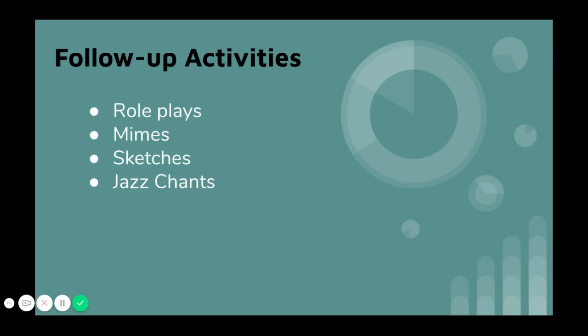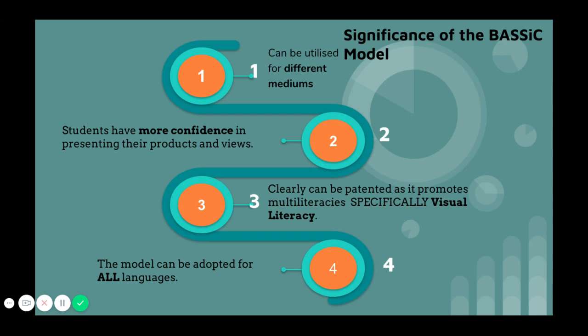So these are some of the follow-up activities that can be used in the classroom. For example, role plays, mimes, sketches, and even jazz chants. After writing those poems, coming up with a jazz chant would be pretty easy for these students.